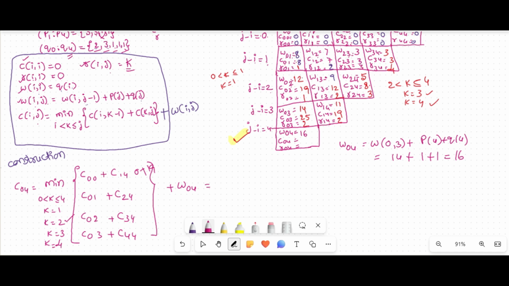Next C01, where is C01? 8 plus, where is C24? C24 is 8. Next C02, where is C02? It is 19 plus C34, here it is 3. C03, where is C03? C03, here it is 25 plus C44 is 0. Now this is 19. Next one is 8 plus 8 is 16. 19 plus 3, 22. 25 plus 0. So which is minimum? 16 is minimum. Okay. So that is 16 plus W04 is 16, which is nothing but 32.